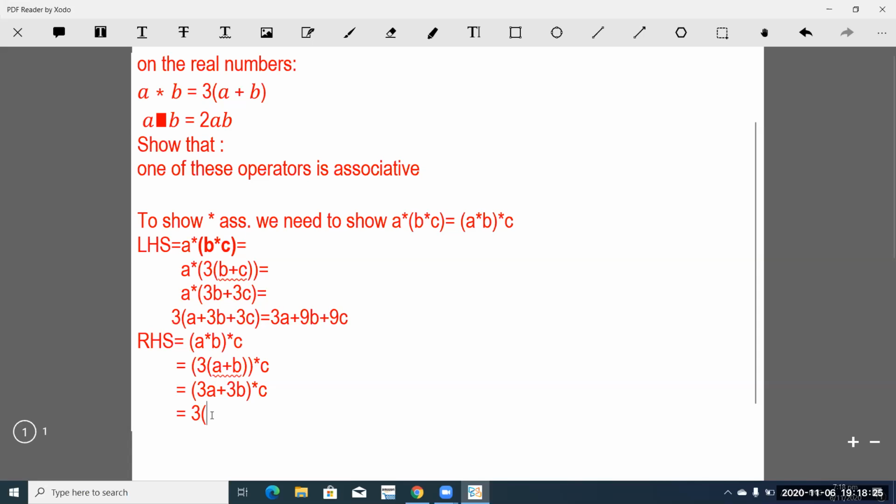So 3A plus 3B plus C. Very good. 3 times 3B plus C. Then after you close up that bracket, then expand it out. All right, your 9A plus your 9B plus your 3C.